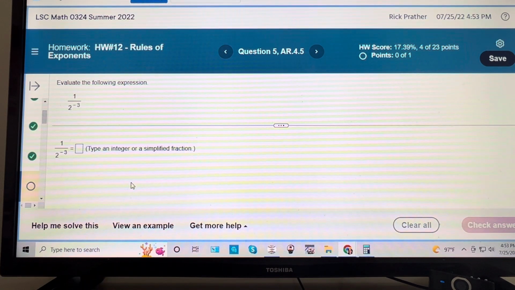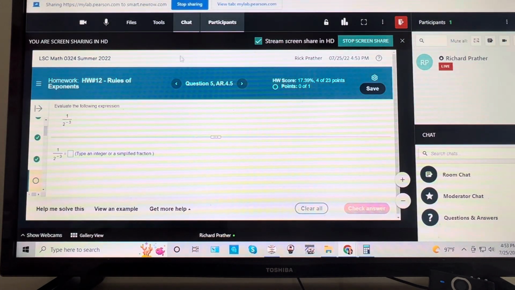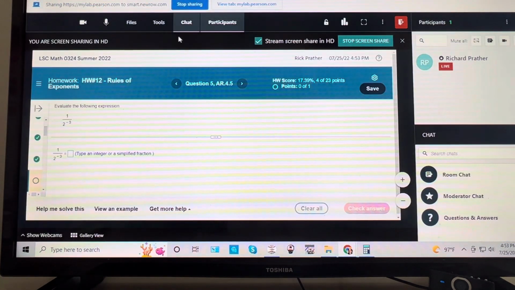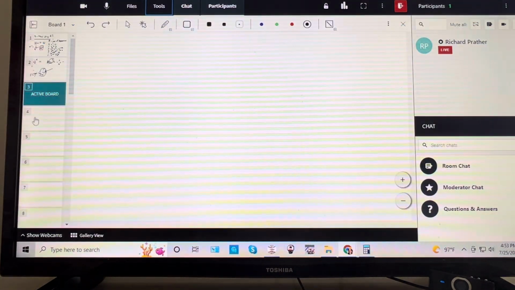Now, the opposite is true too. The negative exponent might be in the bottom. That's okay. It doesn't matter where it is. You just move it to the other half of the fraction.